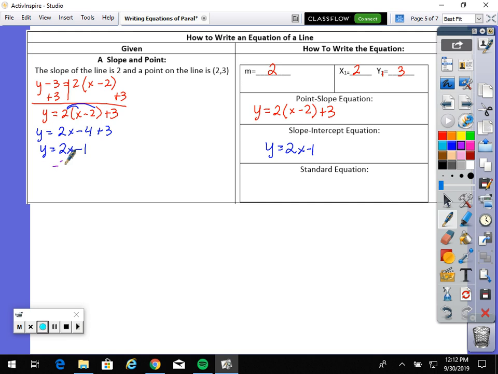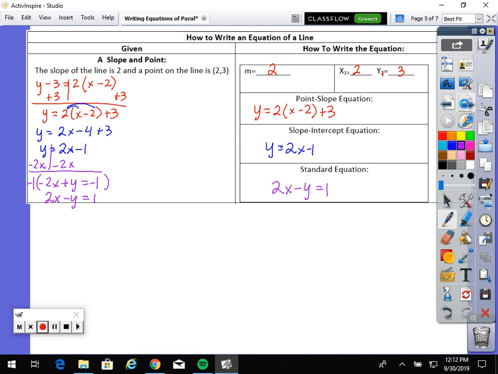So I'm going to move my 2x over. I get minus 2x plus y equals negative 1. And I'm going to multiply everything by negative 1 because my leading coefficient cannot be negative. So I get 2x minus y equals 1. So 2x minus y equals 1 as my standard form. So that's kind of how you go from point slope to slope intercept to standard.